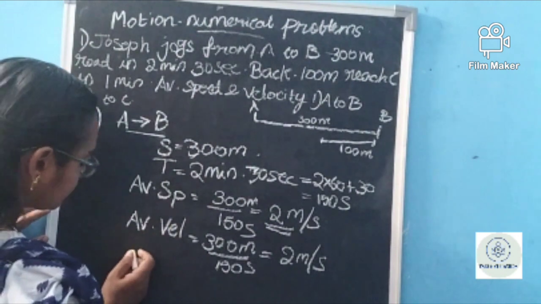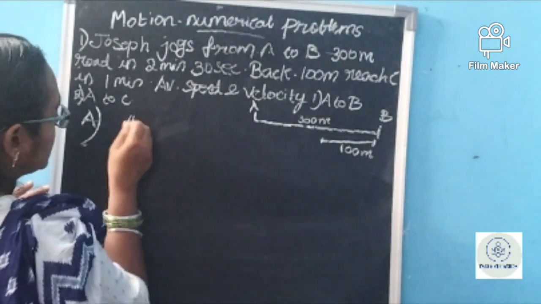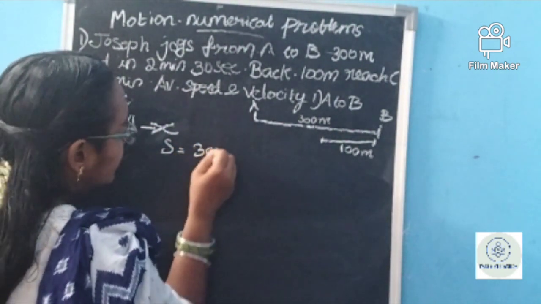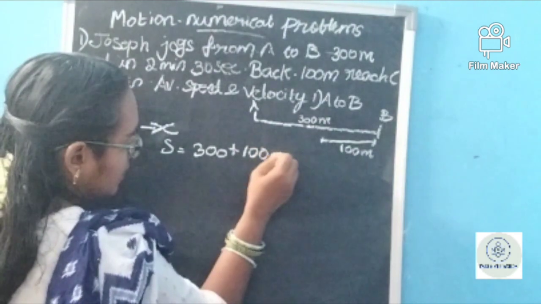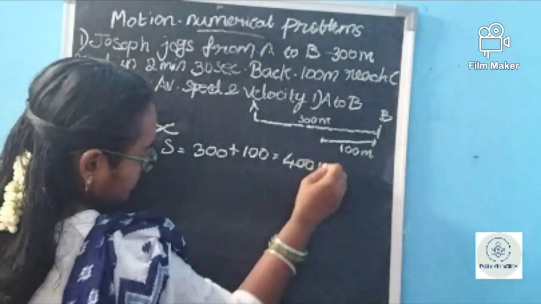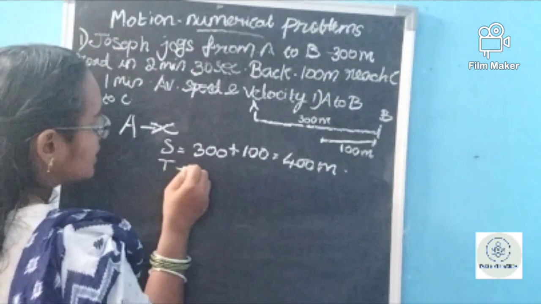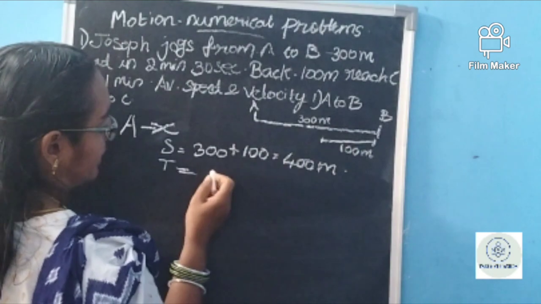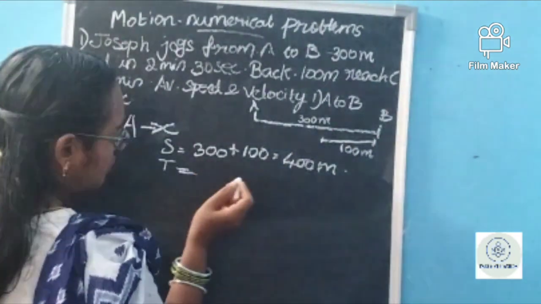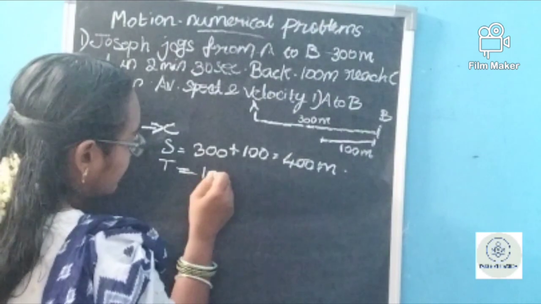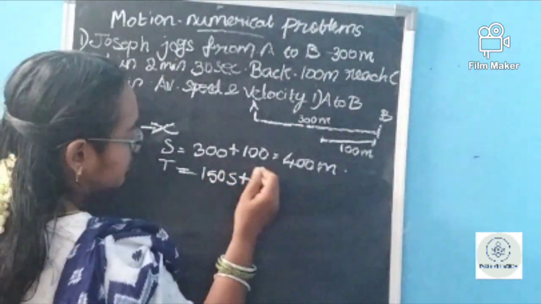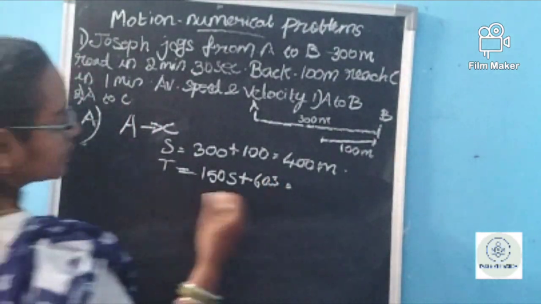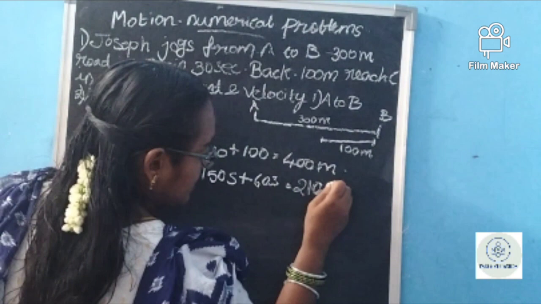So in the case of A to C, what will be the distance? S is equal to 300 plus 100 is equal to 400 meter. What will be time for that? Time is equal to 2 minutes 30 seconds plus 1 minute. 2 minutes 30 seconds is equal to 150 seconds, right? 150 seconds plus 1 minute, that is 60 seconds, is equal to 210 seconds.